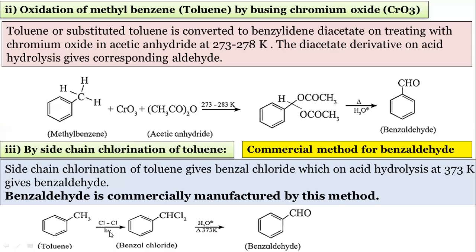hν. Benzaldehyde is commercially prepared by using this method. Remember, this is the commercial method. Commercial means if you want to prepare this benzaldehyde in large proportion, we have to use this method.